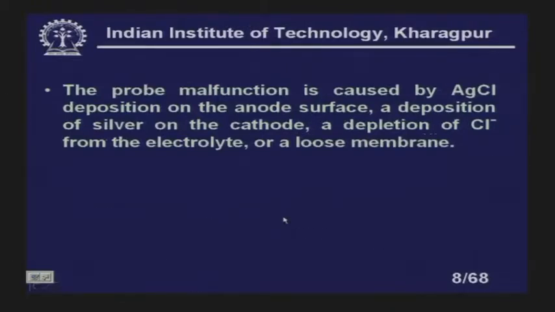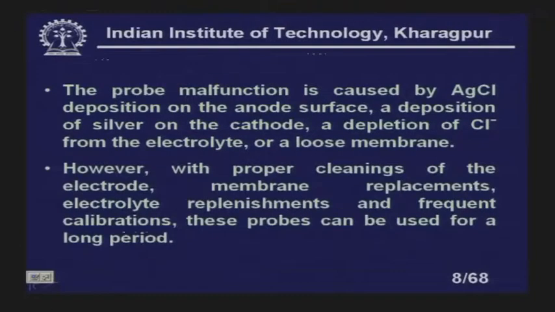So, it is caused by AgCl deposition on the anode surface, that means on the platinum surface, and deposition of silver on the cathode, which is platinum, and depletion of Cl from the electrolyte or a loose membrane. These are the most important things. However, with proper cleaning of the electrodes, time to time replacement of the membrane, electrolyte replenishment and frequent calibration, these probes can be used for a long period.